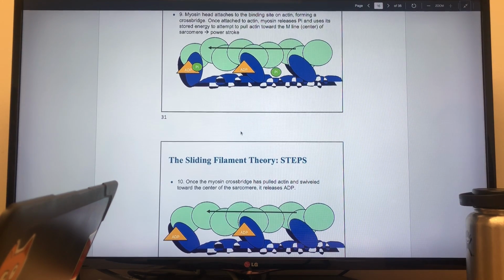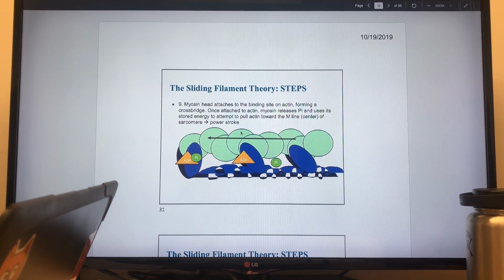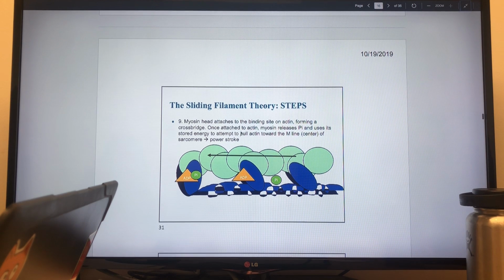Okay, hold on. Really dumb basic question. The myosin head pushes the actin towards the M line. It doesn't pull it, right? No, it pulls. It pulls? It pulls. That's what she said, if I'm not mistaken. Yeah, to pull the actin towards the M line.